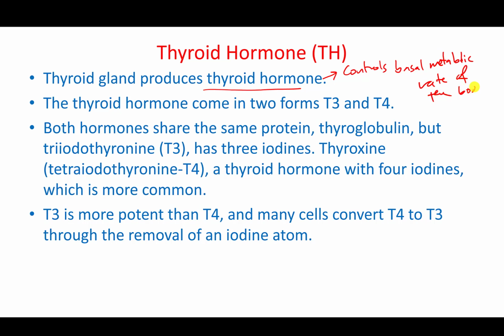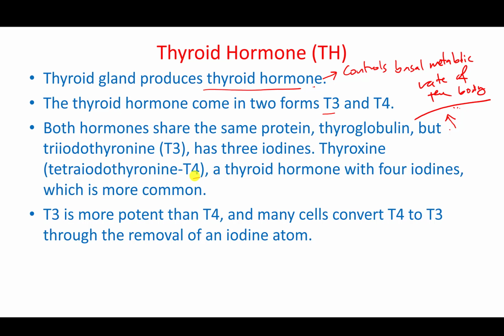What does this mean? It means how much energy cells are using during rest. This hormone would control that. Production of this hormone would increase energy consumption of these cells. Okay? This hormone comes in two forms, T3 and T4.